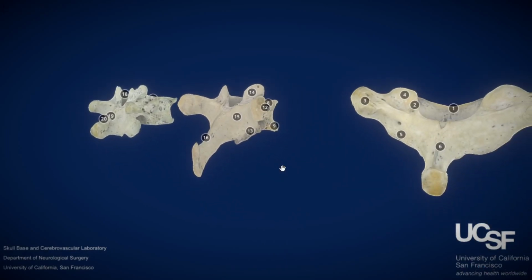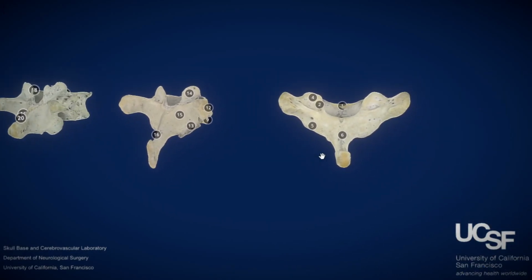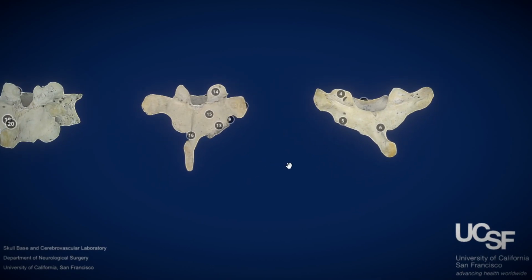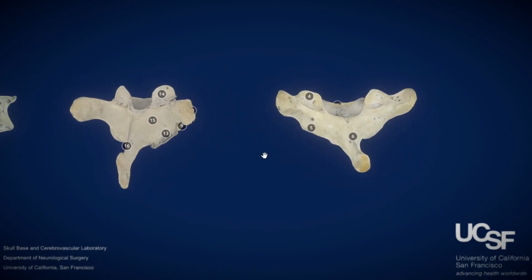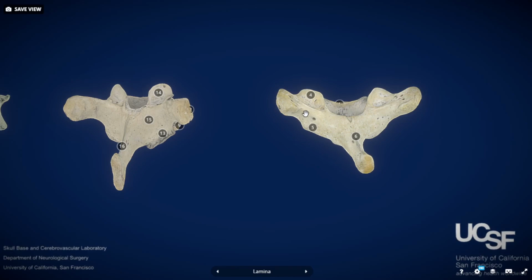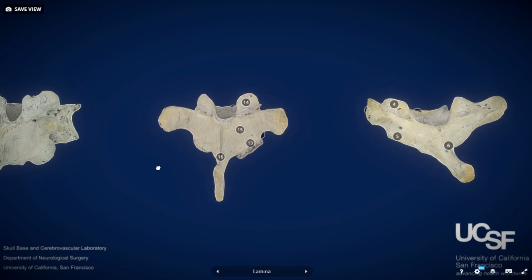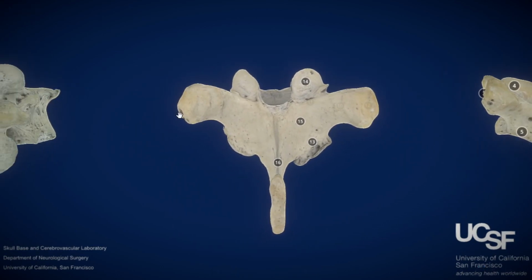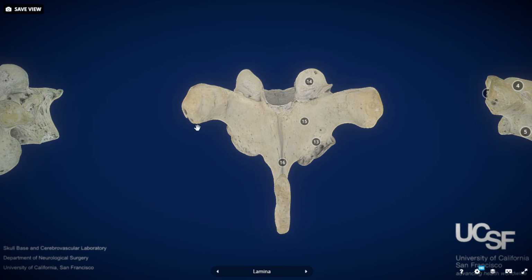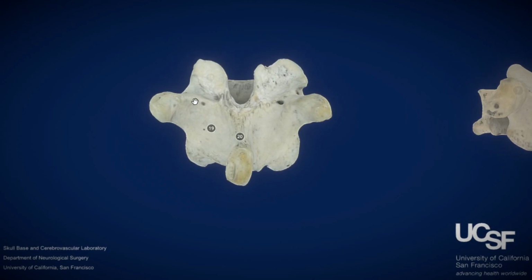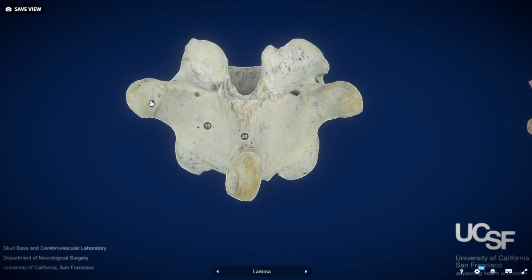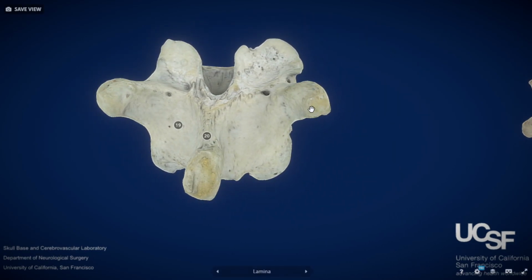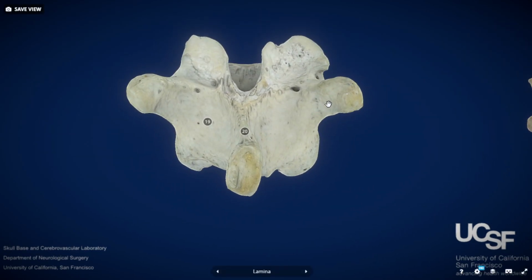Now, seeing the transverse processes, we see how the transverse process of T1 has a more superior projection, whereas the transverse process of T5 has a more horizontal projection. It tends to get broader and shorter. And if we move towards the inferior level, we see that it goes considerably shorter and also thicker.